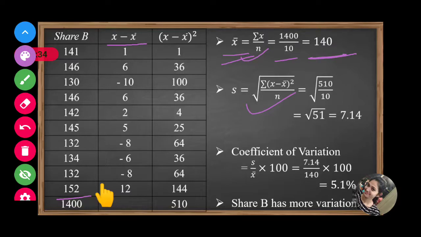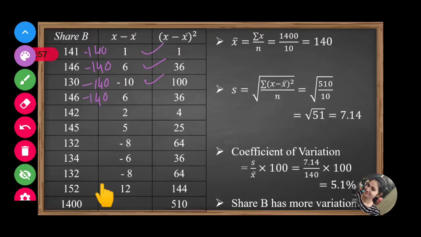So first of all we will make the column x minus x bar, and from this column we will make a final column x minus x bar whole square. So 141, what is the x bar? 140. So here 141 minus 140, 146 minus 140 is 6, 130 minus 140 is minus 10, 146 minus 140 is 6, 142 minus 140 is 2, 145 minus 140. In the same way you have to complete the entire column.